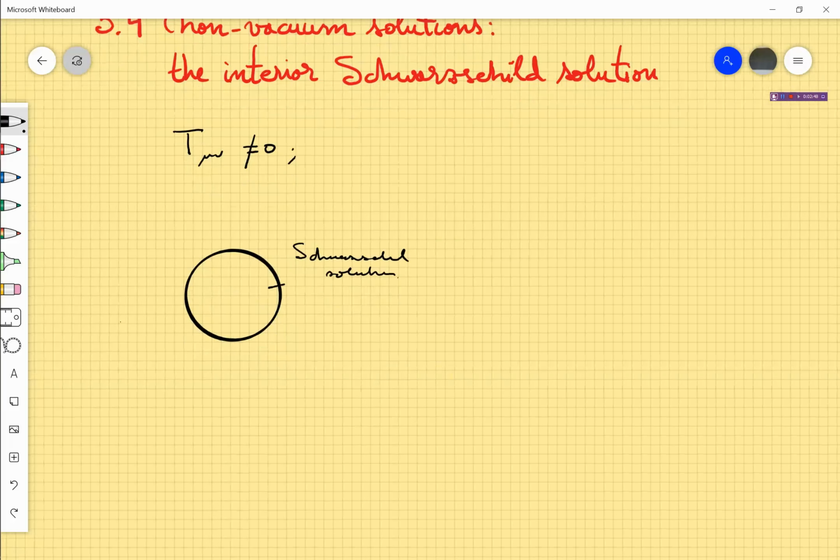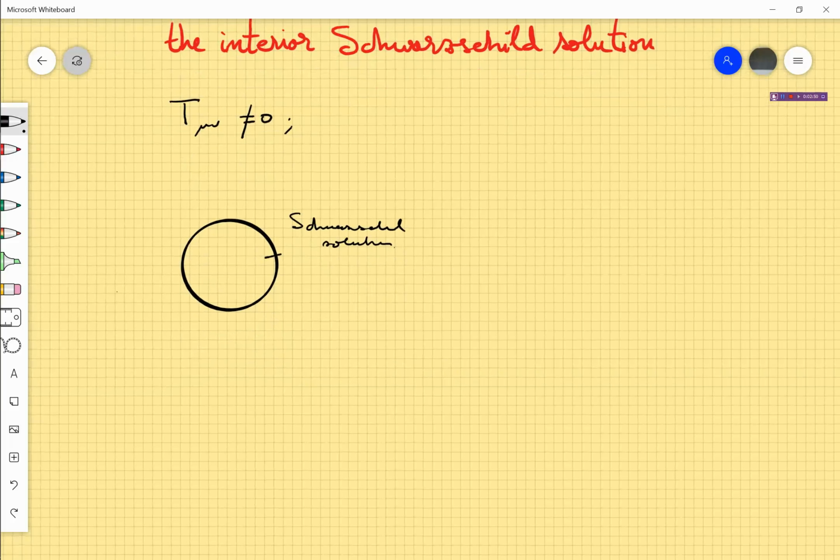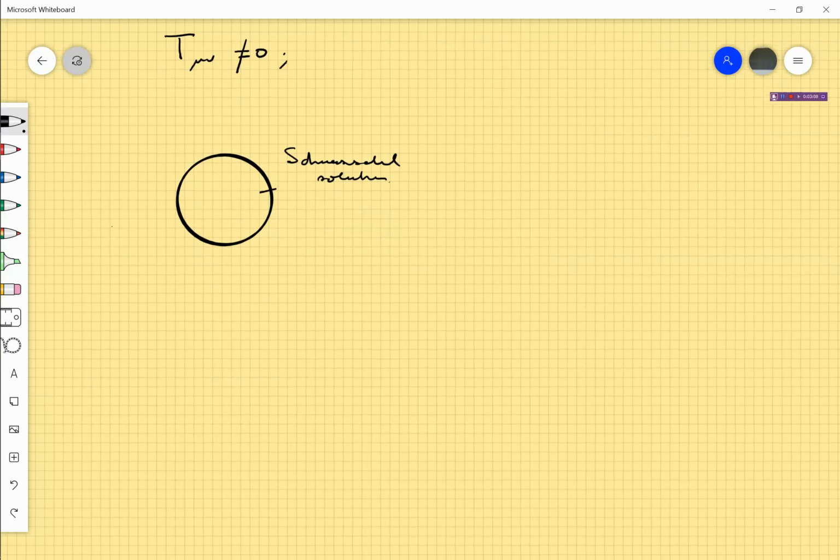It's characterized by a constant energy density. We are going to work for the moment with a completely general energy density, imposing only the conditions of staticity and spherical symmetry, and then later on we will make the simplification of imposing that rho is constant.